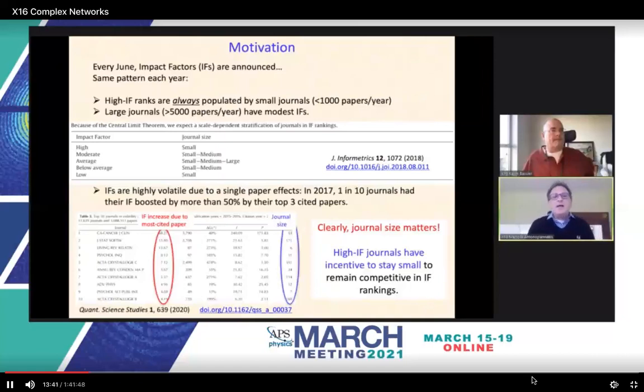Another thing that we observe every year is that impact factors are highly volatile and due to single paper effects. For example, in 2017, 1 in 10 journals had their impact factor boosted by more than 50% by the top 3 cited papers. So clearly, journal size matters, and therefore high impact factor journals have an incentive to stay small to remain competitive in impact factor rankings. The question is, can we do anything to fix this? This is the motivation behind this analysis.